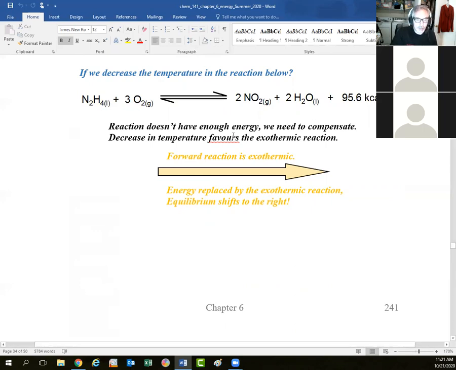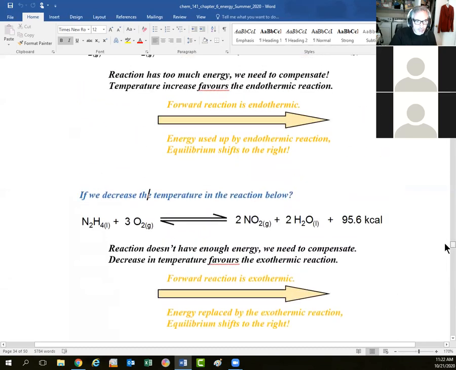That's the exothermic reaction. So we look for that energy term, there it is there, and we look for the energy term to be something coming out of the reaction. So as we read the equation from left to right, we put in the N2H4, the hydrogen and the oxygen, and we produce nitrogen dioxide, water, and that energy. So the forward reaction is exothermic.